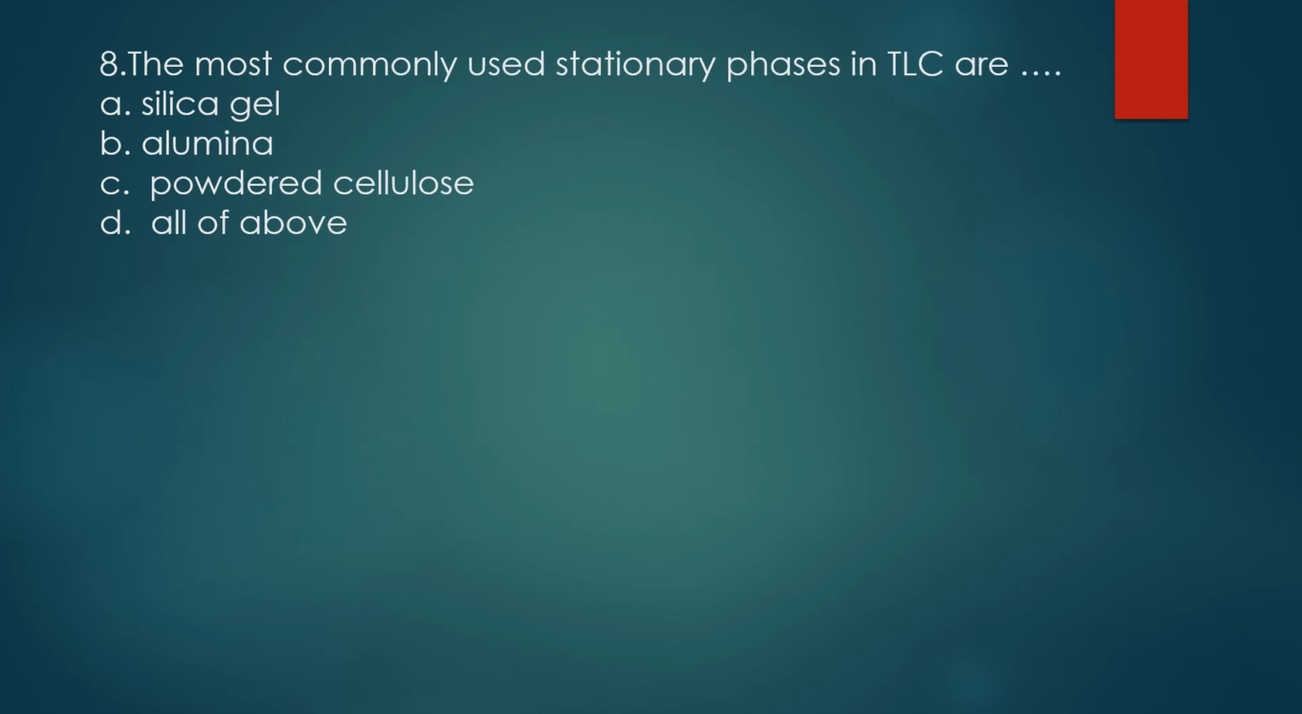MCQ number 8. The most commonly used stationary phase in TLC are option A, silica gel, option B, alumina, option C, powdered cellulose, option D, all of above. And our correct option is all of above. As we discussed previously, the thin layer of finely divided powder coated on the glass plate acts as a stationary phase, and silica gel, alumina, powdered cellulose are used for coating of that glass plate, and this glass plate is known as chromatoplate.